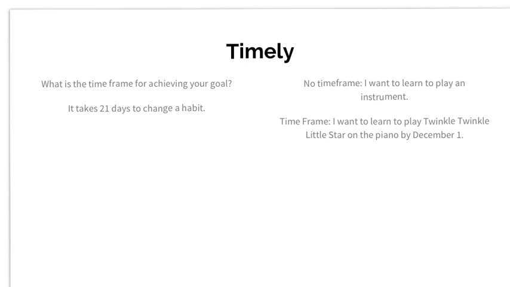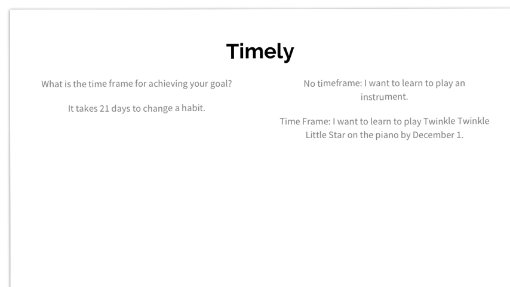T stands for timely. What is the time frame for achieving your goal? So it's really important, especially if it's a long-term goal, that you set specific benchmarks so you can assess how you're doing in achieving your goal. Just keep in mind that it does take 21 days to change a habit, so any length of time that you are setting a SMART goal should at least be for 21 days or longer. So make sure that you are planning there appropriately. It's really important that you set a time frame for yourself so that way you can assess how you are doing and being able to stay committed to that goal.